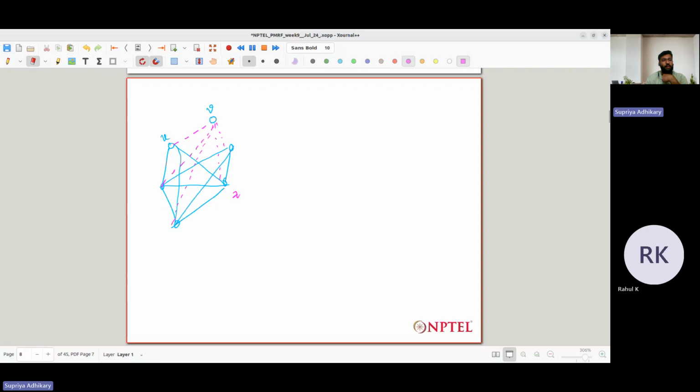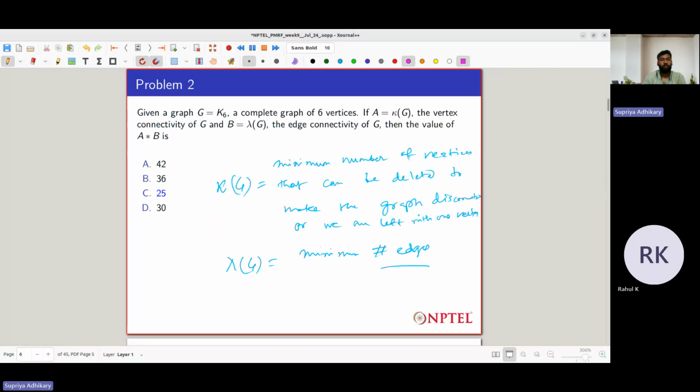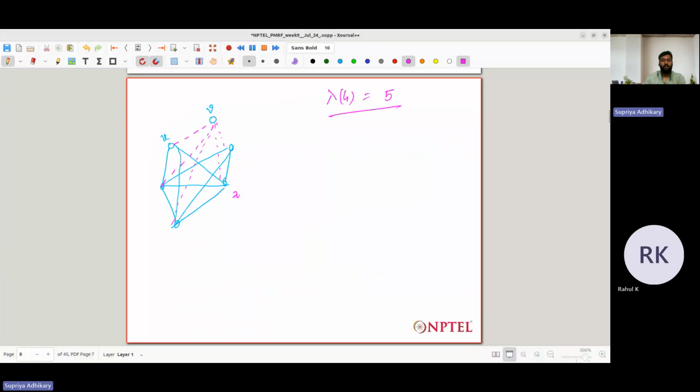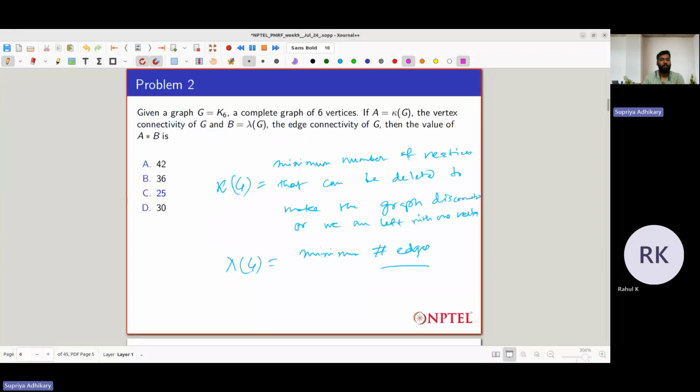So the edge connectivity again is lambda of G, which equals 5, because the degree of each of the vertices is 5, and therefore we need to delete at least 5 edges to make this graph disconnected. So the edge connectivity is again 5. And what is the minimum degree? We have to just find the value of A star B. Since both are 5, A star B should be 25.